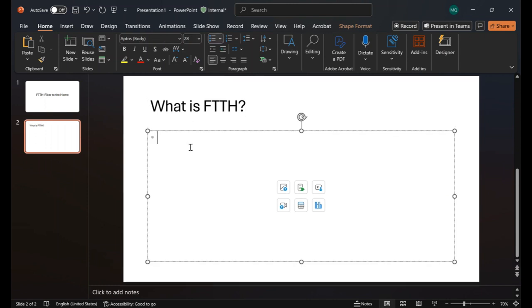FTTH is a broadband network architecture where optical fiber runs from a central point directly to individual homes, delivering high speed internet, TV, and voice services. Imagine replacing every copper wire with a hair thin glass fiber that transmits data using light. That's what FTTH is.